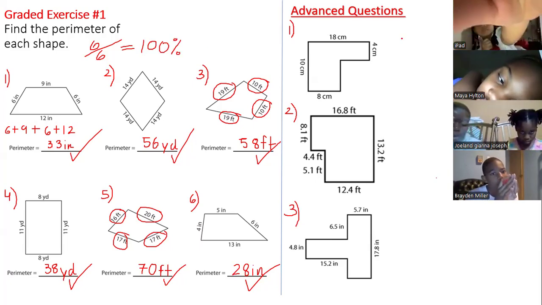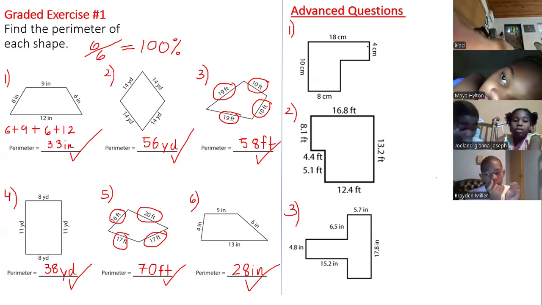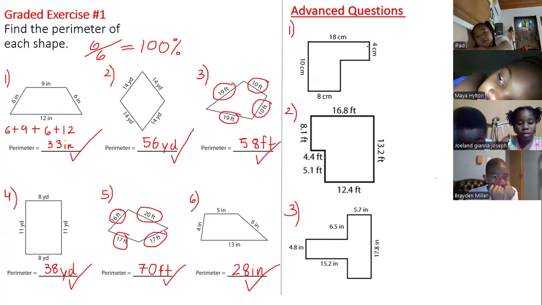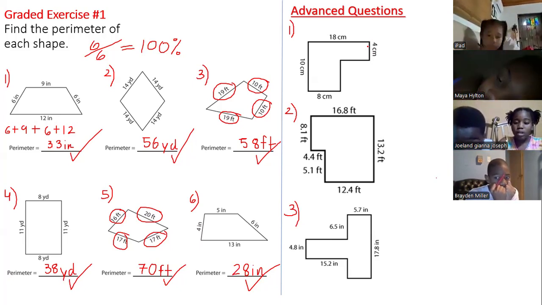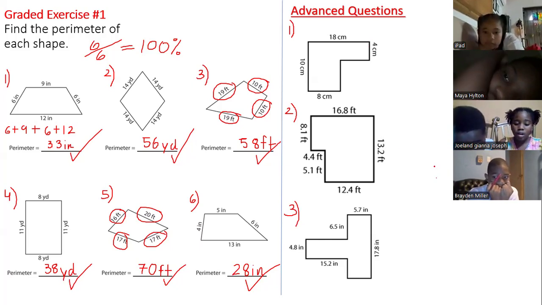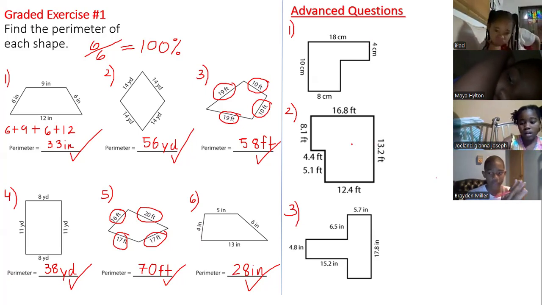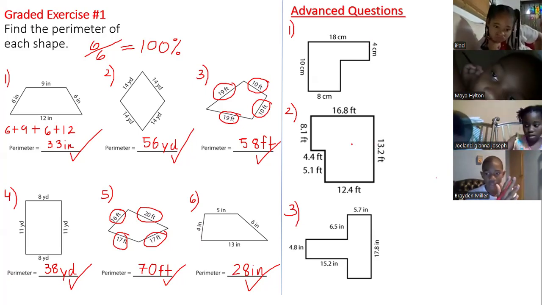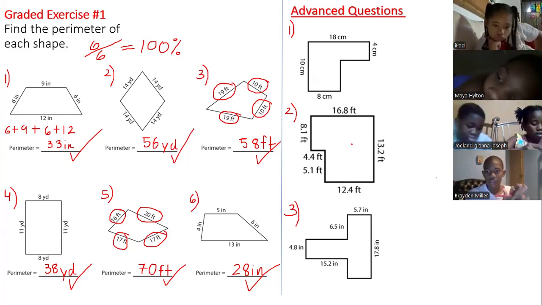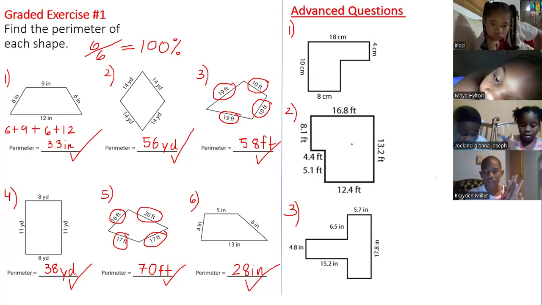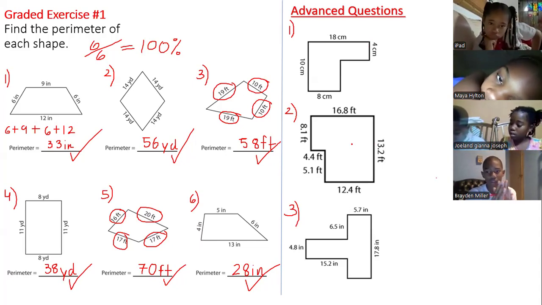We get all right. Madeline? All right, I got 100. If you got all right, put I inside the chat. Let me see. I got 1 wrong in the graded exercise number 1, and in the other one I got 1 wrong too. The advanced one. How do you know you got 1 wrong when we haven't even started yet? Oh, I thought that was doing that. No, we aren't going to do it yet.